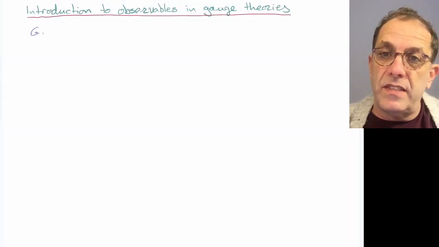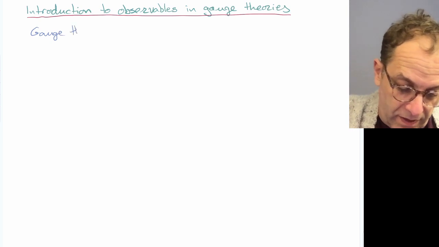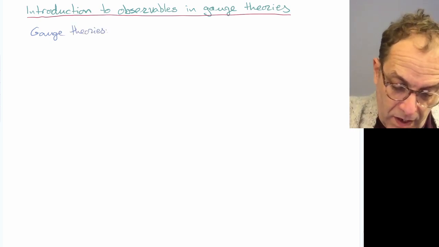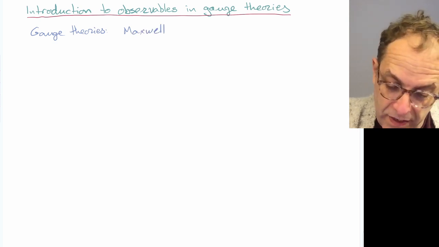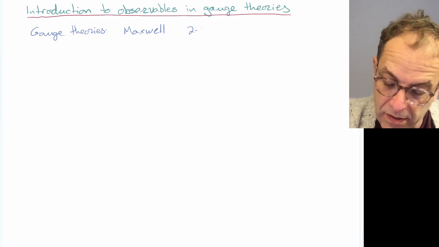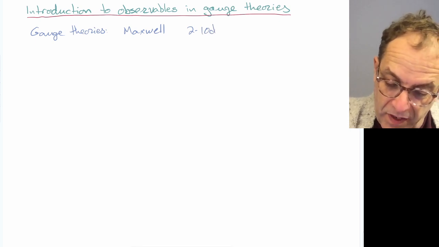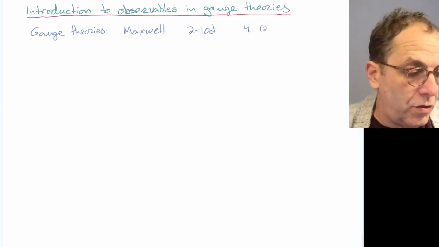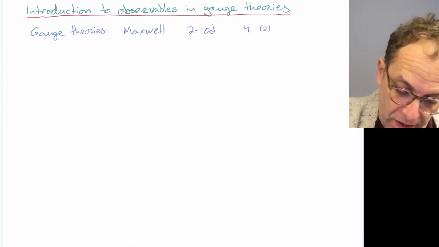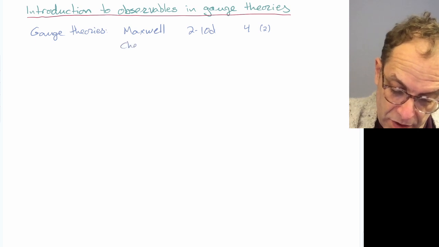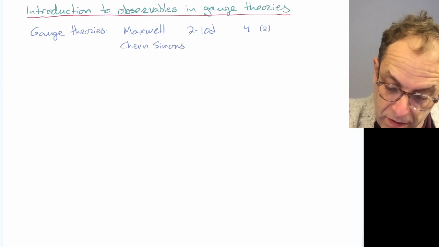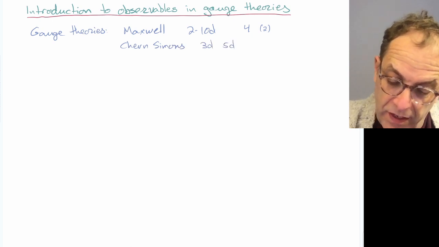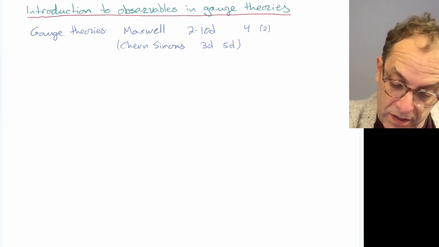To start, let me set the stage. So we are looking at gauge theories, and those include Maxwell electromagnetism in any dimension. Today I will focus mostly on 4 and a bit on 2. There is Chern-Simons theory in 3D or 5D, but I will not talk about this today.